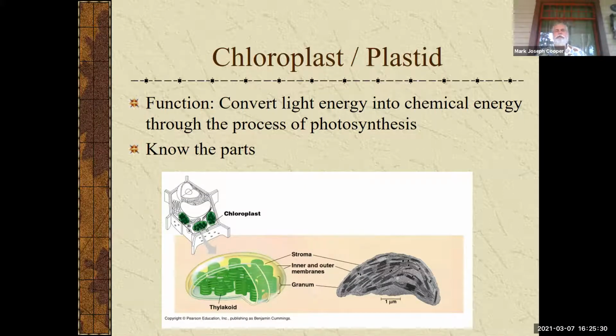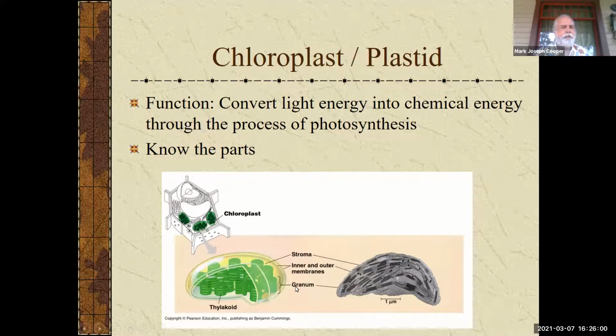And again, I want you to know the parts. So this is also a double membrane. So you have an outer membrane, an inner membrane, and an intermembrane space. And then inside you have all these little stacks. Okay, so what I need you to know is that a single disc here, each one of these little tiny discs is called a thylakoid. A pile of thylakoids together is called a granum. Okay, so need to know those two terms.